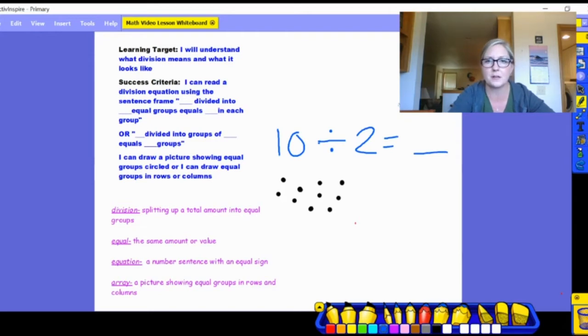So if you ever see a number sentence that does not have that equal sign, that is called an expression, and that's a little bit different. I just wanted to make sure I reminded you about what equation means, what kind of number sentence we're talking about. And then another word to remember, and this is one we learned last week, is what an array is. An array is a special type of math picture, where we show our equal groups in rows and columns. So that is our learning target for today, what we're hoping we can do by the end of today's lesson, and some important words that we need to know and understand.